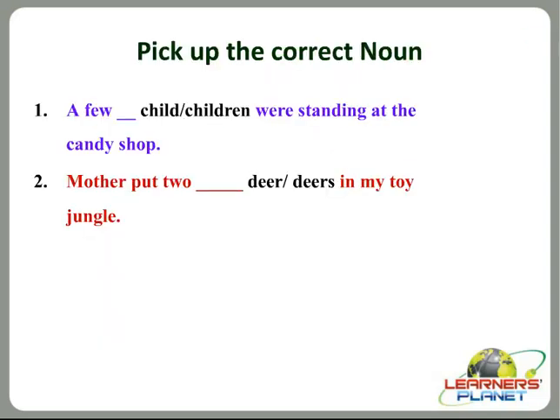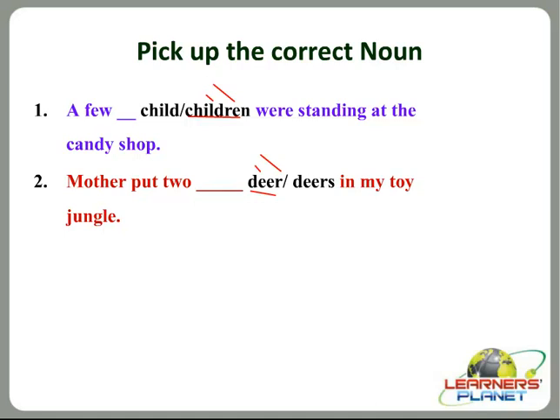Let's do an activity. A few dash was standing at the candy shop. Child or children? Few means more than one. So the correct answer is children. Next, mother put 2 deers in my toy jungle. 2 means more than one. But deer remains deer. There is no difference between singular and plural, one and many deer. So the correct answer is deer.